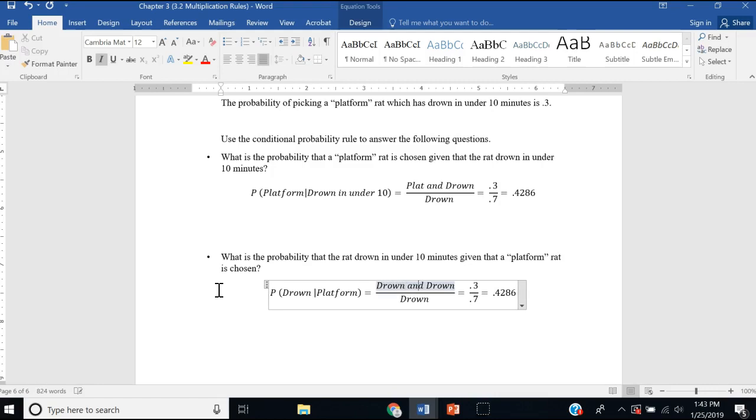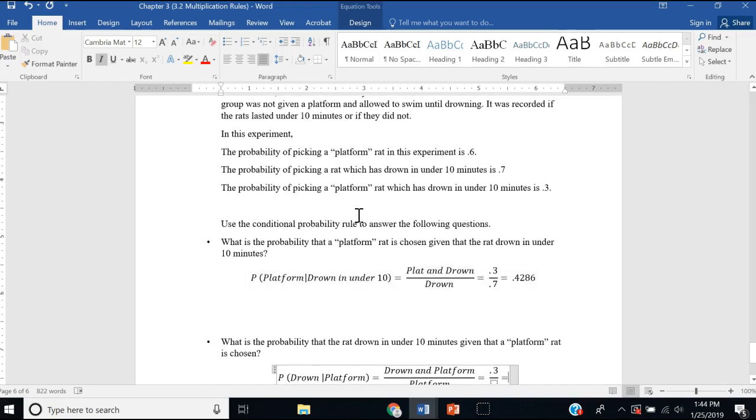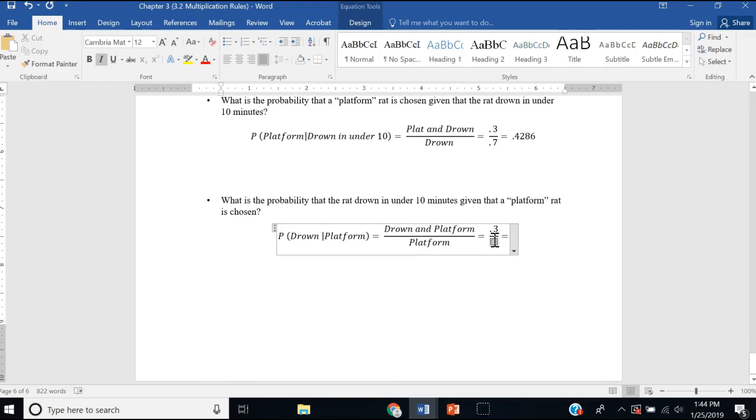Now notice what's going to happen on top. Drowned, we're going to have both traits. Those rats with both traits are going to go on top. And on bottom, those rats who are the platform rats, well, those are the ones who go on bottom. Notice that being a platform rat and drowning in 10 minutes is the same as drowning in under 10 minutes and being a platform rat. So we still get 0.3 on the top of our fraction. But on the bottom of our fraction, since we're given the platform rats this time, 0.6 is the probability of being a platform rat. So the bottom of our fraction is going to be 0.6.